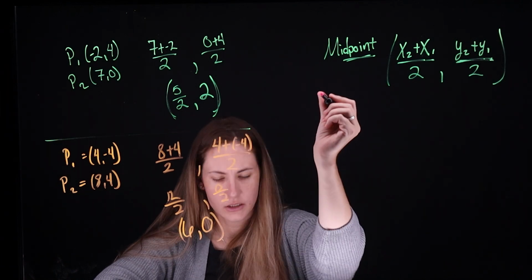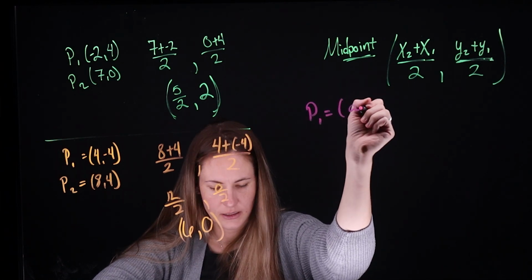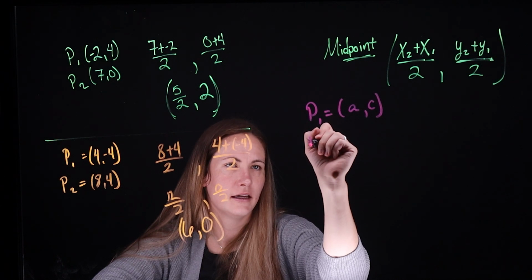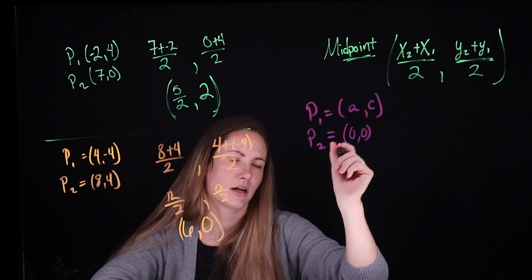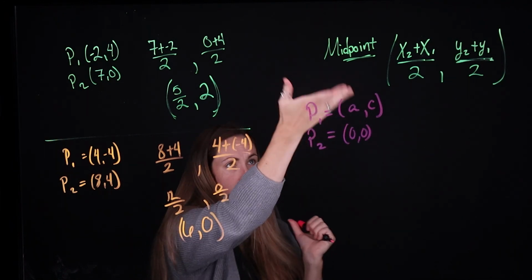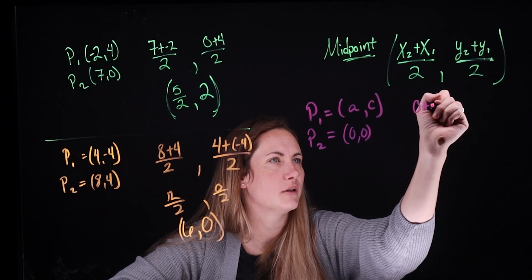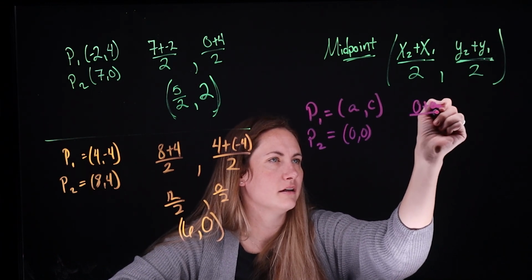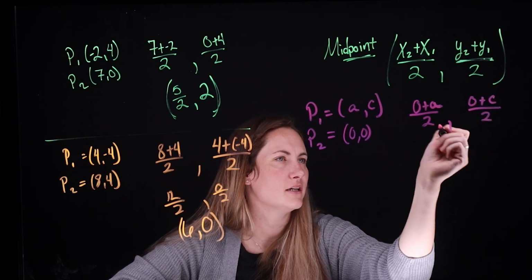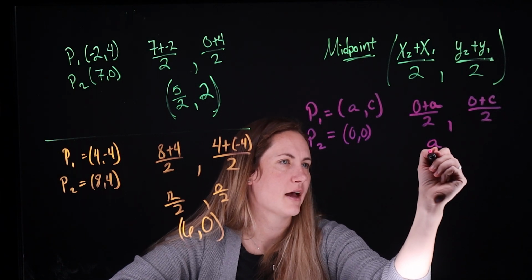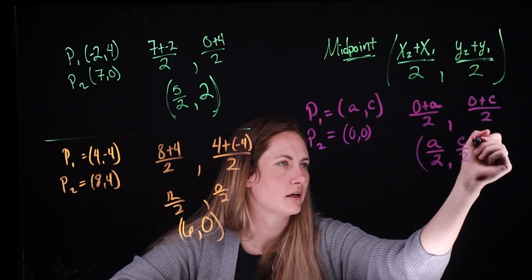This is question 13 on this assignment. It has point 1 is (A, C) and point 2 is (0, 0). This is just kind of a check on the formula because you'd add your x's together, so I'd have 0 plus A divided by 2, and then 0 plus C divided by 2. I'm adding nothing to it, so I have A over 2 and C over 2, and then write it as an ordered pair.